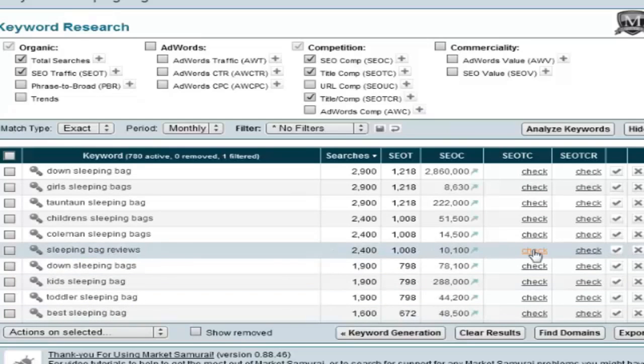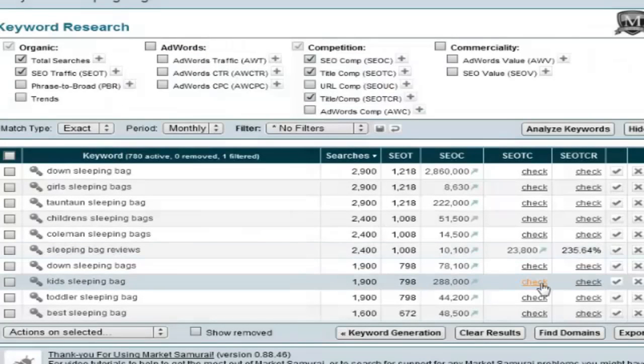Sleeping bag reviews. Let's check that one out. Only 23,000 websites are using that in their title tag. Now that's the exact kind of term I'm looking for, because if I'm going to go out and make a website reviewing sleeping bags, the main term I'm probably going to go after is sleeping bag reviews. If someone is going online and typing in sleeping bag reviews, they're far into the buying process. They're not just looking for information. They're not just browsing. They're looking for reviews. They want to know which one they should buy. So that right there is a perfect term to go after.